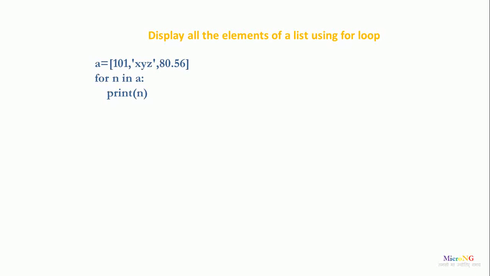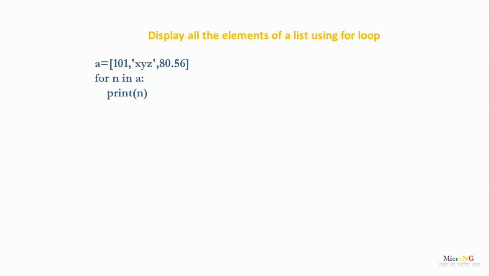We have written for n in A. Here n is a loop variable and A is the list. Inside the for loop body, we have written only one single statement, which is print n. n is the looping variable. As per the meaning of this for loop, n is a loop variable which will initially take the first value from the sequence A. That means n is first initialized with the value 101, and in the loop body the value of n, which is 101, will be printed.